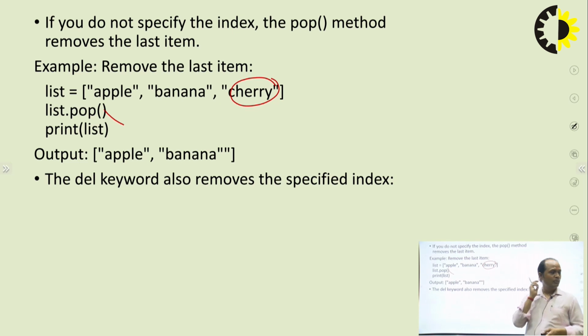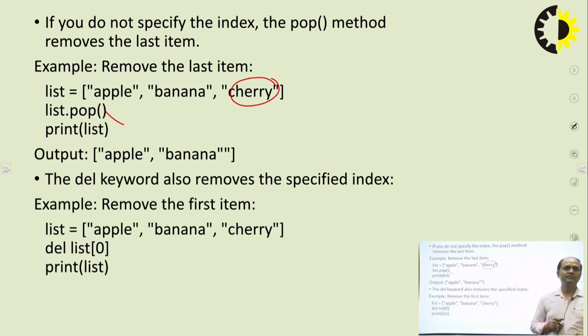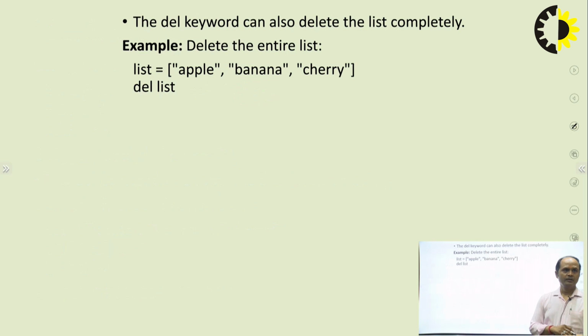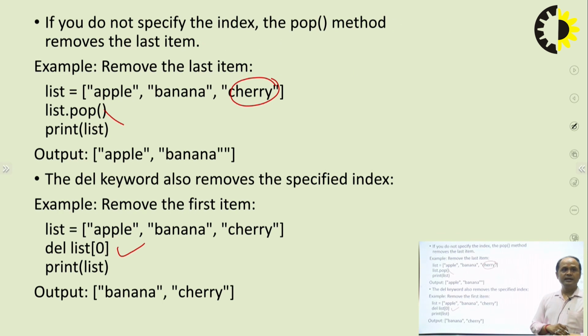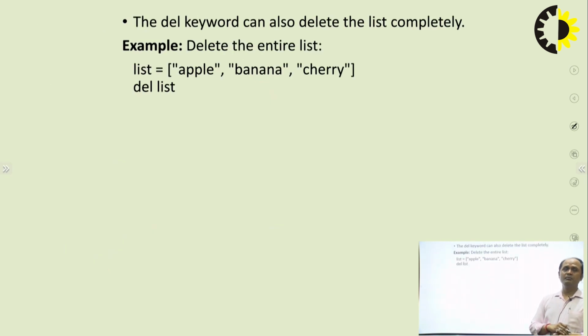Besides the remove method and pop method, we also have the del keyword, which also removes the specified index. Suppose we want to remove the first data item in a particular list, apple, banana and cherry, by using del list[0] and then print the list. We can also use the del keyword for a particular specified data item, and the del keyword can also be used for complete list deletion. When we require complete list deletion, we use the del keyword on the list.